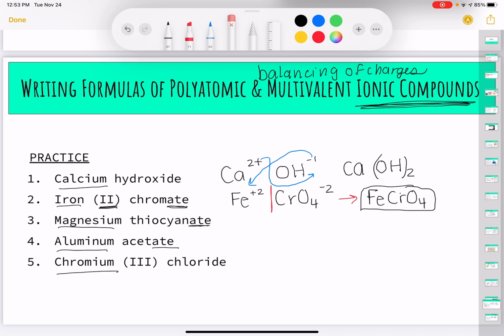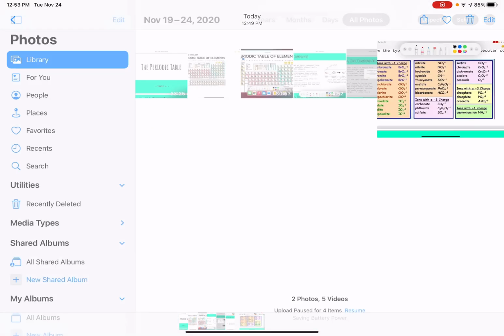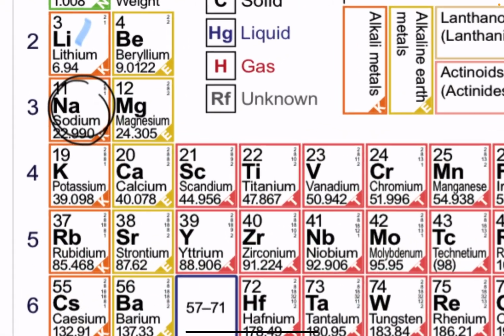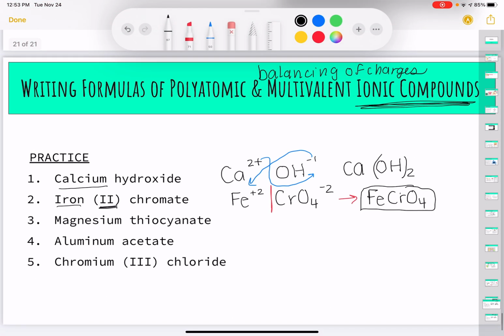The third one is magnesium thiocyanate. And again, that "ate" ending tells us that it is something that could be on the polyatomic sheet and not on the periodic table. But we first need to write down our metal. Our metal is magnesium. Magnesium is number 12 and it's Mg. Magnesium is in the second column of the periodic table, which means it has a 2+ or +2 charge.